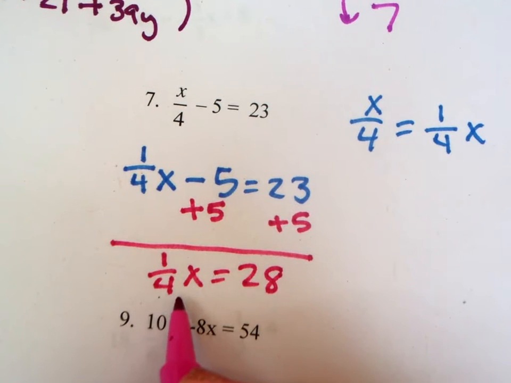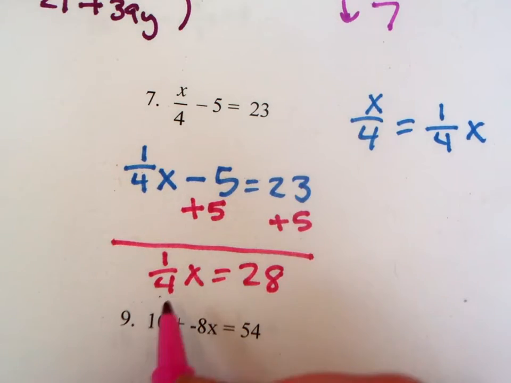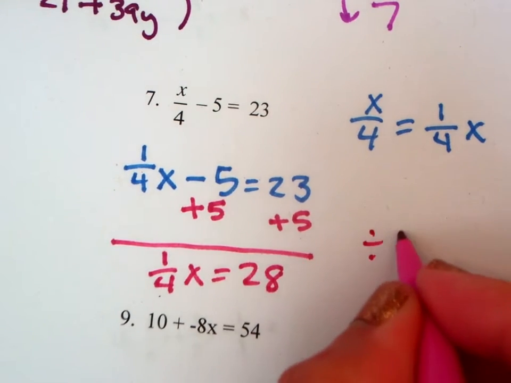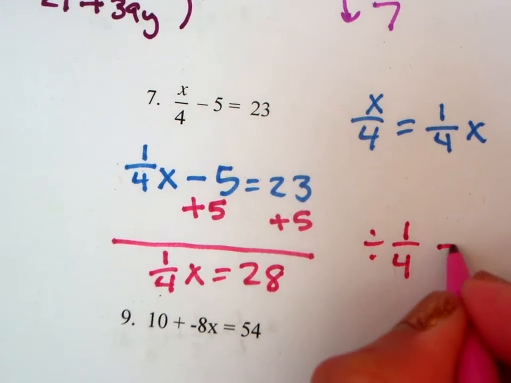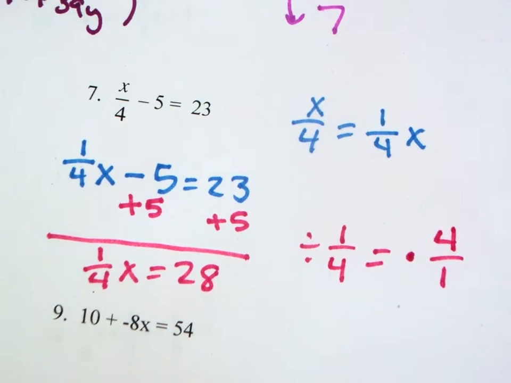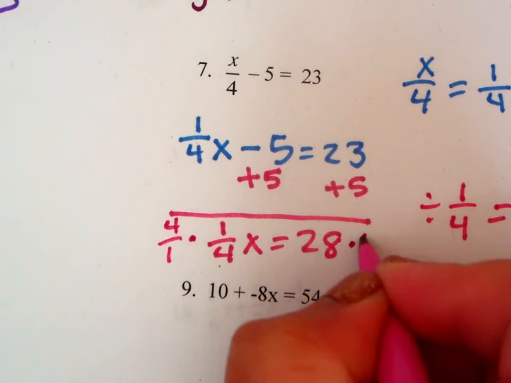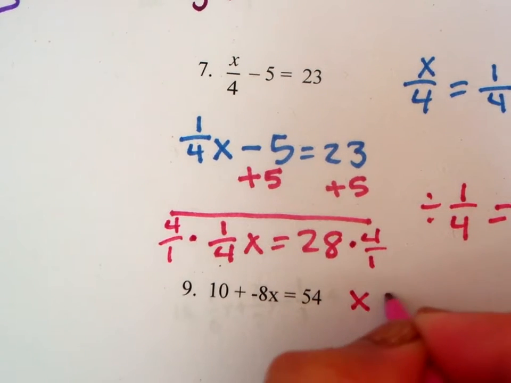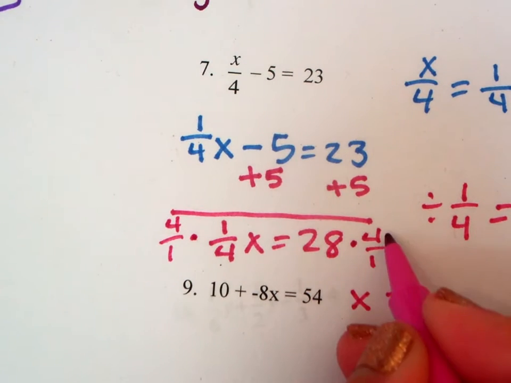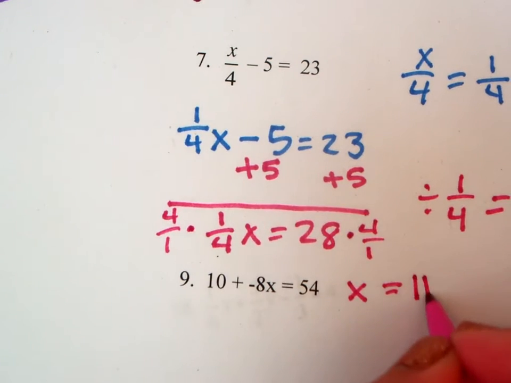Now I want to get rid of that 1/4. And so I'm going to do what you did last year in 6th grade, which is multiply by the reciprocal, because dividing by 1/4 is the same as multiplying by the reciprocal. Okay, so I'm going to multiply by 4 over 1. And in this case, 4 times 20 is 80. 4 times 8 is 32. 80 and 32 is 112.